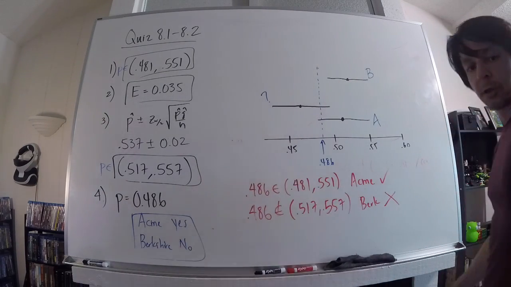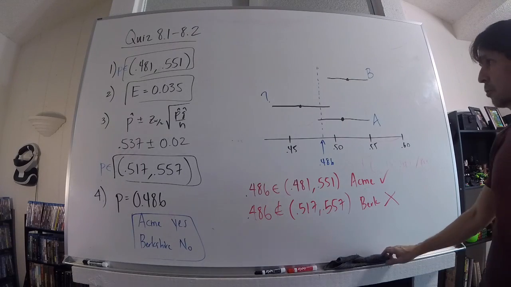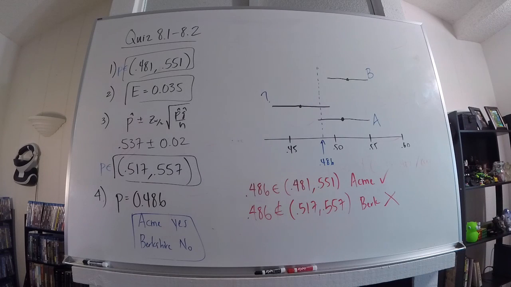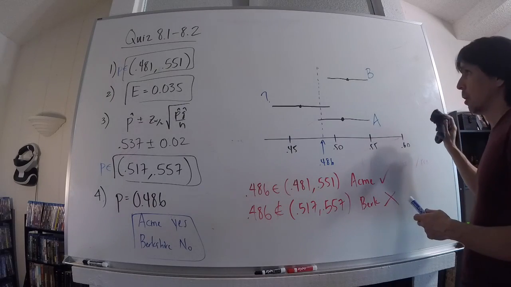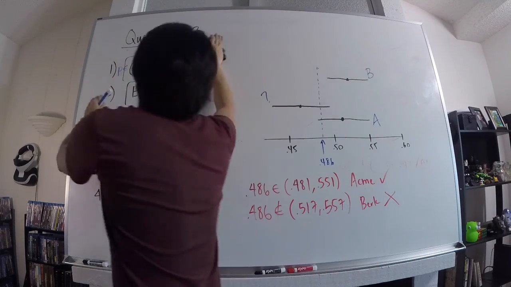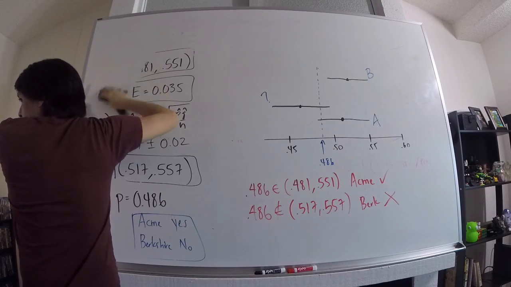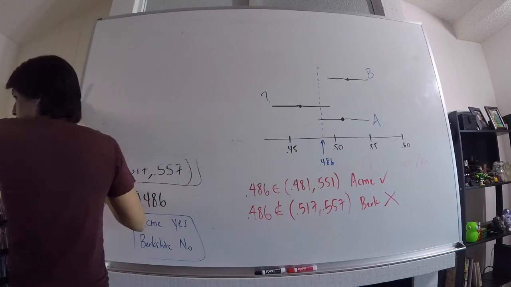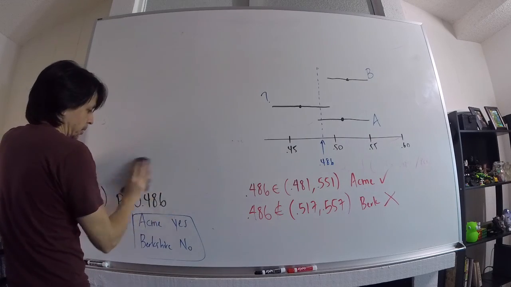Number 6. 6 is a different sort of problem. These are all from 8.1. Number 6 is moving on to 8.2 because they want the minimum sample size needed so that the margin of error is at most 2.5%. I'm going to erase over here. We're done with these. Assume we have no information about the proportion of voters that support the prop.